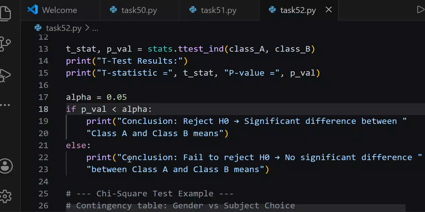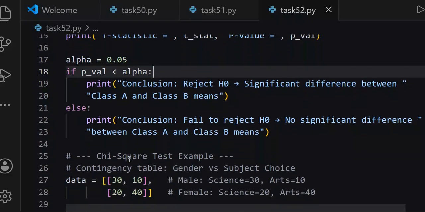So what is the t-statistic? The t-statistic measures how different the two group means are relative to the variation in the data. A larger absolute value means stronger evidence against the null hypothesis, and a smaller value means the groups are more similar. And the next test is the chi-square test.